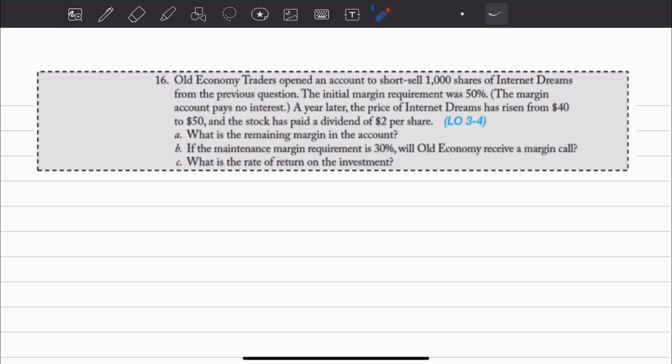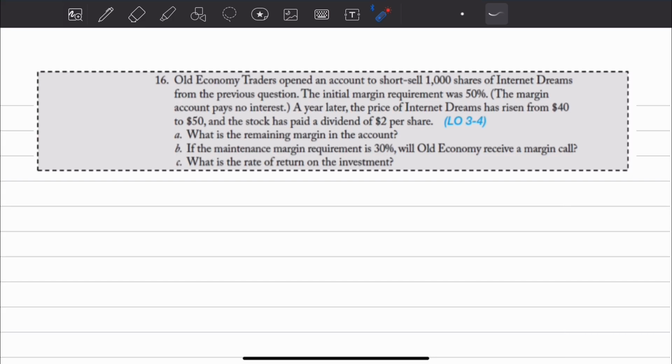In this video we're going to be looking at problem number 16, so let's read it together. It says old economy traders opened an account to short sell 1,000 shares of Internet Dreams from the previous question. The initial margin requirement, the IMR, was 50%. Okay, the margin account pays no interest. A year later, the price of Internet Dreams has risen from $40 to $50, and the stock has paid a dividend of $2 per share. So what's required here? First, A, what is the remaining margin in the account?